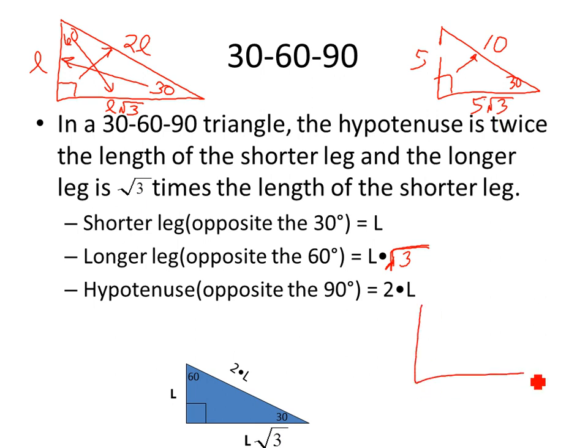What if I gave you this triangle, told you it was a 30, 60, 90 triangle, and I told you this side was 20? Then you would divide that by 2 for your short leg, which would be across from the 30. Okay, 10. So that side over there would be 10. The next one would be 10 times the square root of 3.